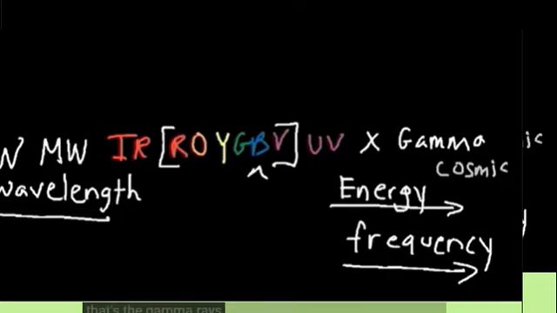Now, which one has a shorter wavelength? Yellow light or green light? The wavelengths increase to the left, but they decrease to the right, so the shorter wavelength is going to be on the right side, and so that's green. A green photon is going to be shorter in wavelength than a yellow photon.